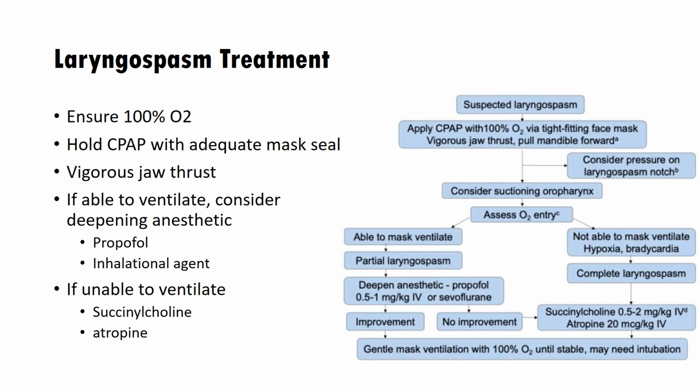Atropine is listed there as a treatment because with hypoxemia comes bradycardia. So it's especially important in children because cardiac output is dependent on heart rate. Atropine is a very, very important part of the treatment of laryngospasm. Also, if we're going to give Sux in children, just as we discussed a couple of minutes ago, it's important to ensure that you avoid bradycardia.